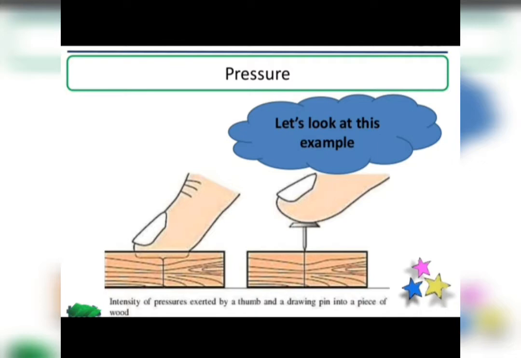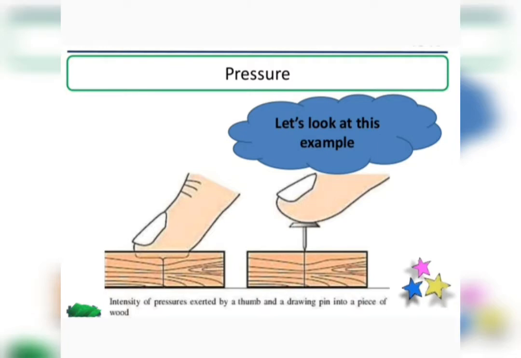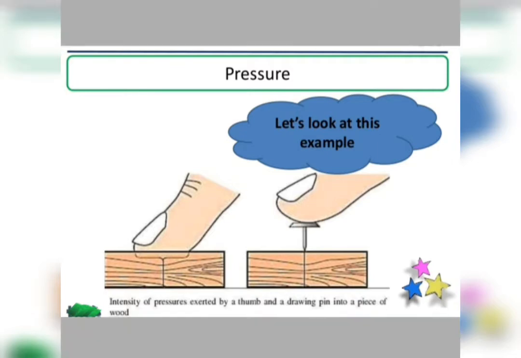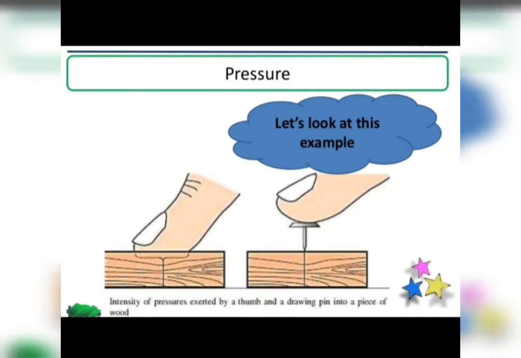So why does our thumb not go into the wood and our pin easily goes into the wood? Let me explain this. See, students, our thumb does not go into the wood because the force of our thumb is falling on a large area of wood, due to which the force per unit area on the wood is small. The force here is small because the thumb is exerting its force on a large area. So force per unit area is small.